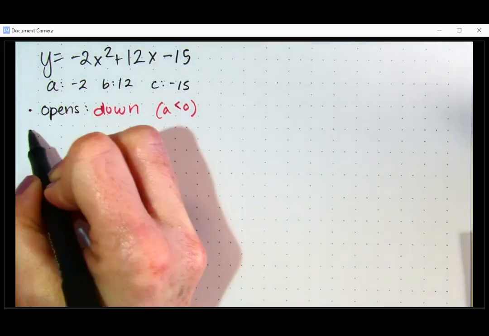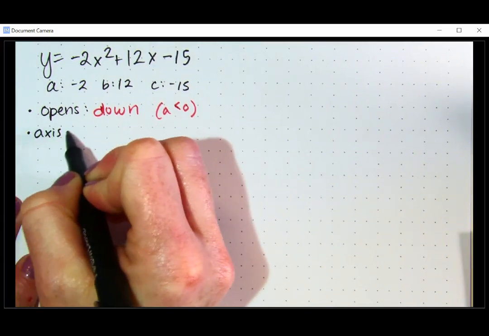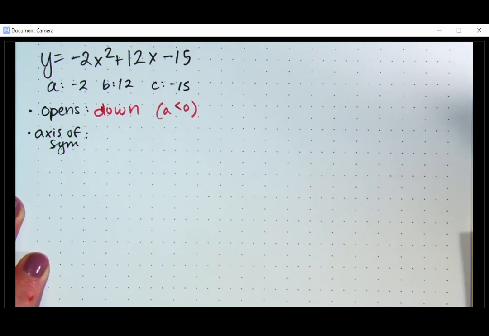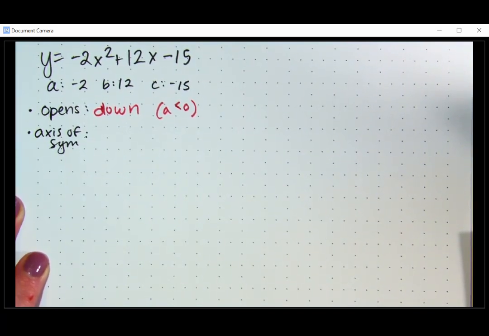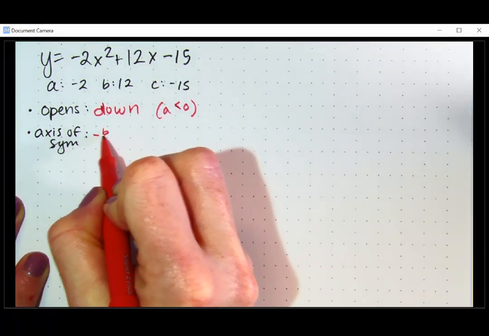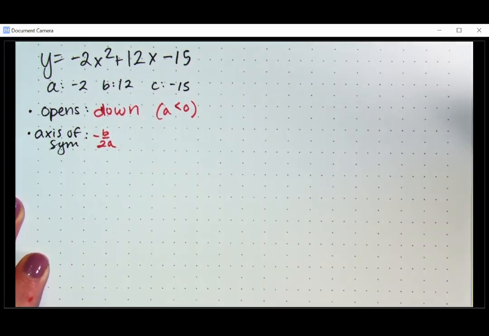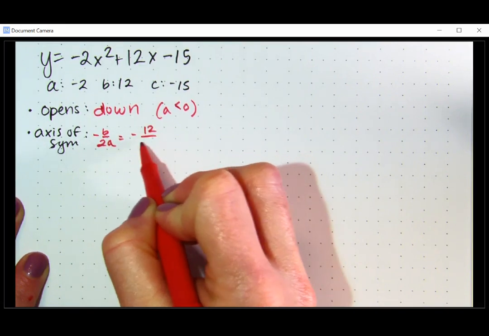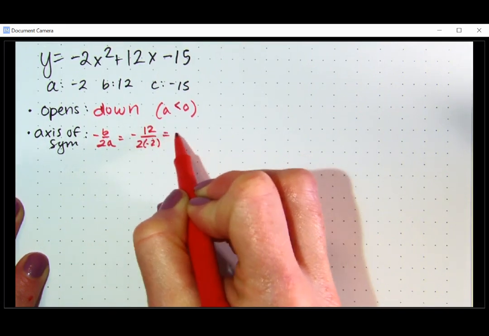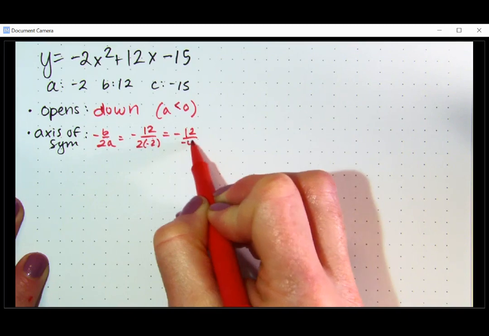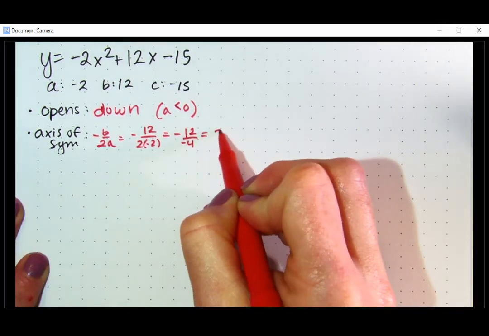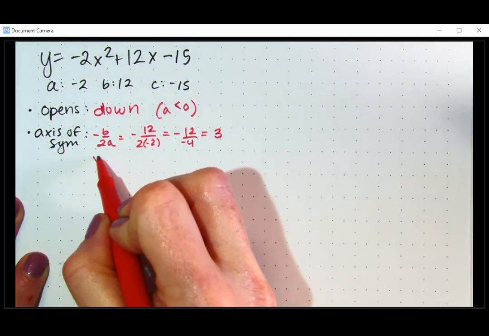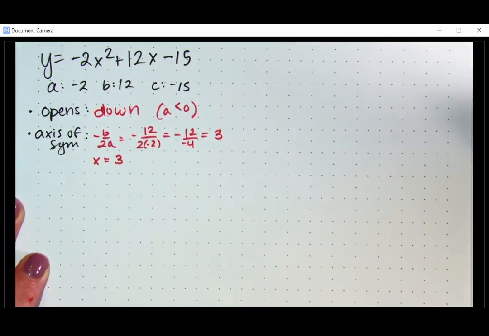Okay, so then our axis of symmetry, we're going to look at negative b over 2a. So we have negative 12 over 2 times negative 2, negative 12 over negative 4, which becomes positive 3. So my axis of symmetry is x equals 3.